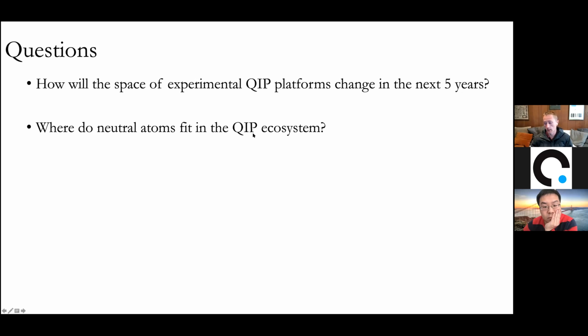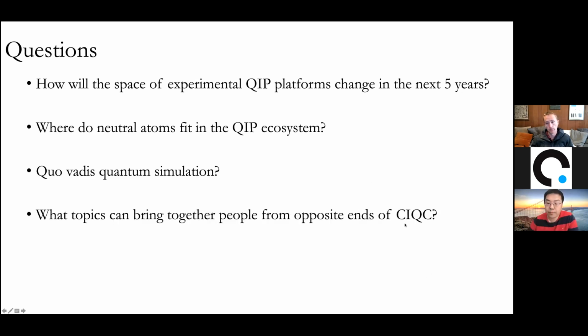In particular, the thing that I can maybe address is where neutral atoms fit into this ecosystem. And Norm touched on that briefly as well. A related question is, what's the future of this idea of quantum simulation? Not gate-based quantum information processing, but quantum simulation, Hamiltonian simulation of the type that Norm described in his introduction.